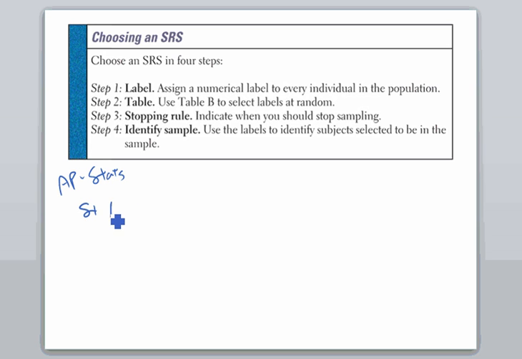So step one, I assign 01 to Alex Egley, 57 to Dan Wassman, and then all the students in between would be matched to a specific number. So that's what it means by label.